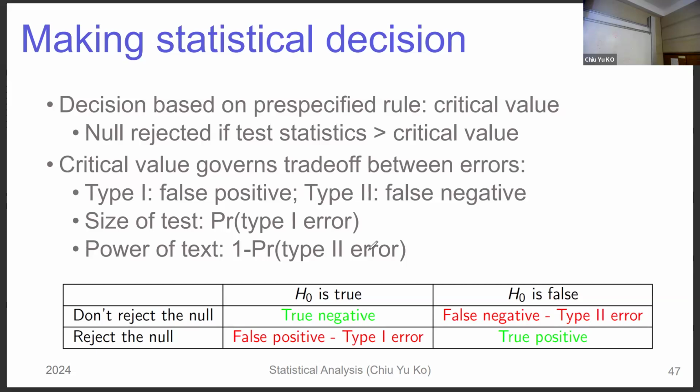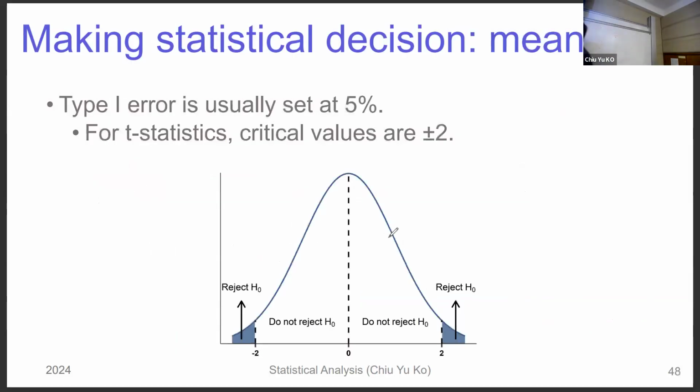This is something usually we take as 5%. Okay. 5% we allow this to be wrong. So let's see this example.